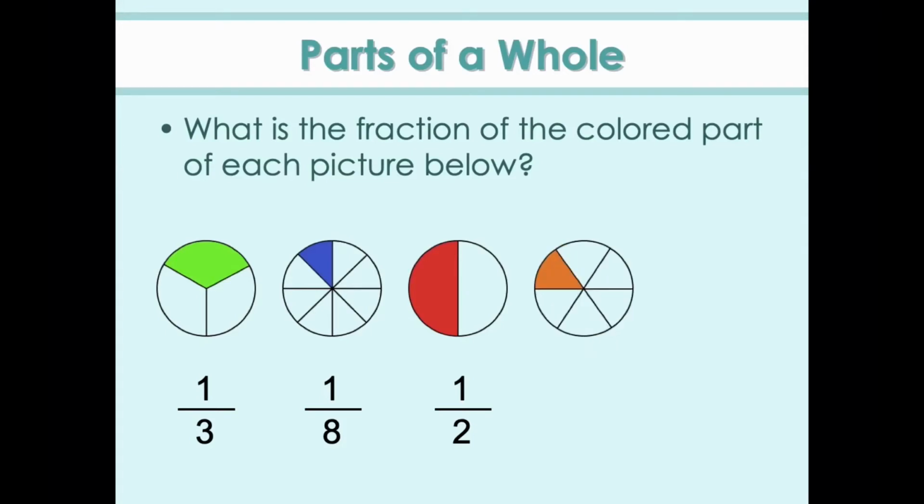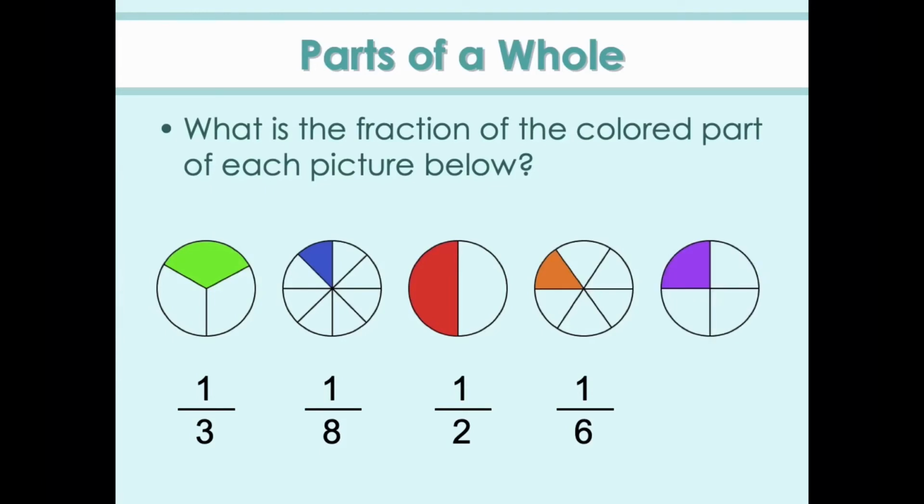The orange piece. How many orange pieces do we have? We have 1. How many total pieces do we have? We have 1, 2, 3, 4, 5, 6. So the fraction of the orange pieces is 1/6.